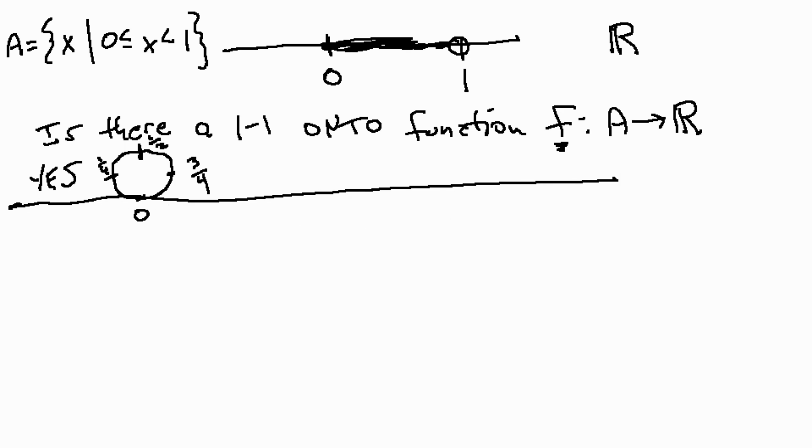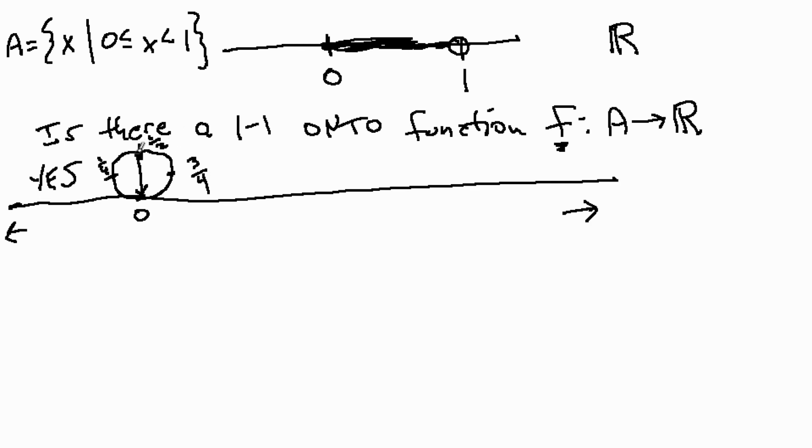Here are the real numbers. Okay. And over here I'm heading off towards positive infinity. And over here I'm heading off towards negative infinity. And here's how I want to create this function. Basically, what I'm going to do is say that this point right here, 1/2, gets mapped right down here to 0.